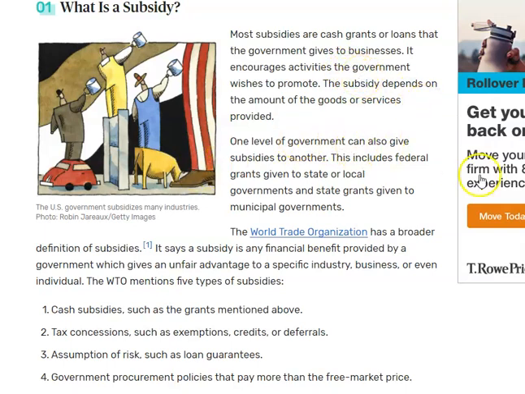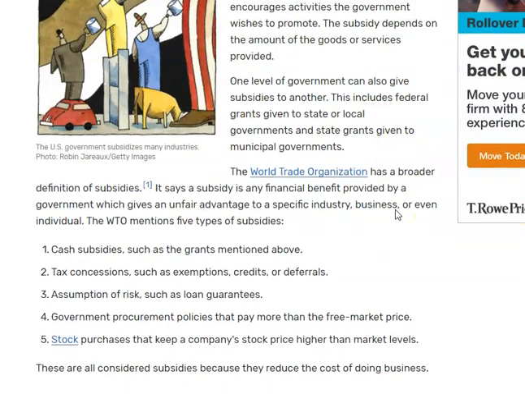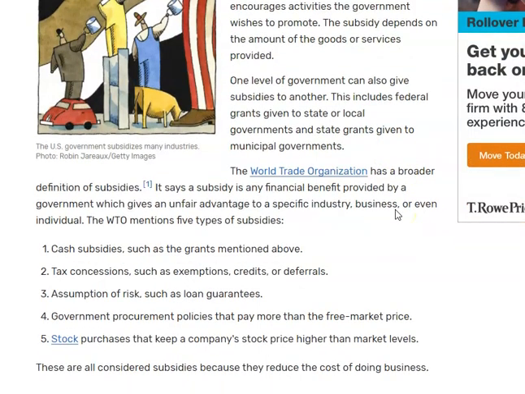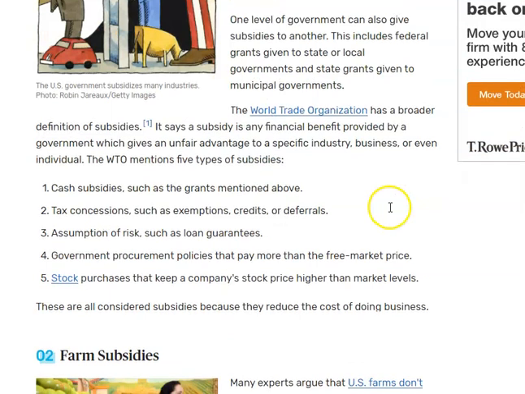So one level of government can also give subsidies to another. This includes federal grants given to state or local governments and state grants given to municipal governments. So for example, like the city of Tuscaloosa. The World Trade Organization has a broader definition of subsidies. It says a subsidy is any financial benefit provided by a government which gives an unfair advantage to a specific industry, business, or even an individual.